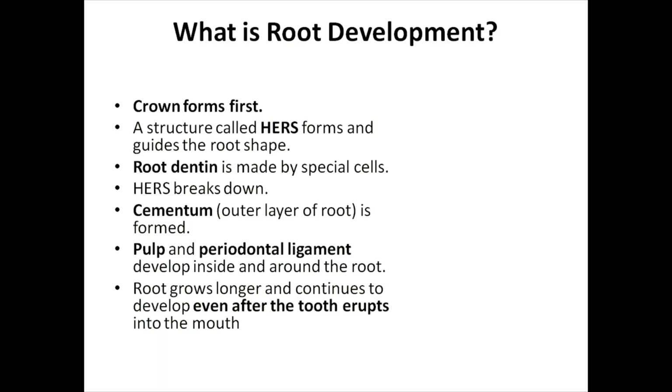What is root development? The crown forms first. A structure called HERS forms and guides the root shape. Root dentin is made by special cells. HERS breaks down. Cementum, the outer layer of the root, is formed. Pulp and periodontal ligament develop inside and around the root. The root grows longer and continues to develop even after the tooth erupts into the mouth.